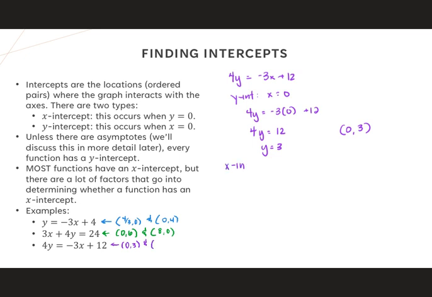For the x-intercept, y is 0. So I have 4 times 0 equals -3x plus 12. So 0 is -3x plus 12. I'm going to add 3x to each side so I don't have to deal with negative numbers. So 3x is 12, divide by 3, so x is 4. So that's going to be the point 4, 0. Okay, so for intercepts, whichever intercept you're looking for, set the other variable equal to 0.